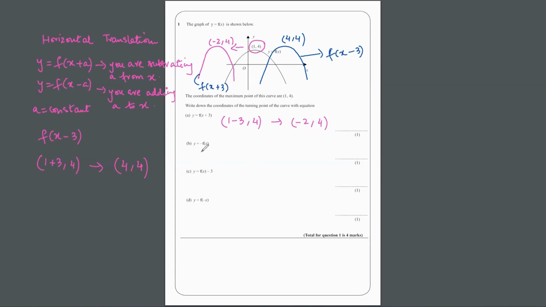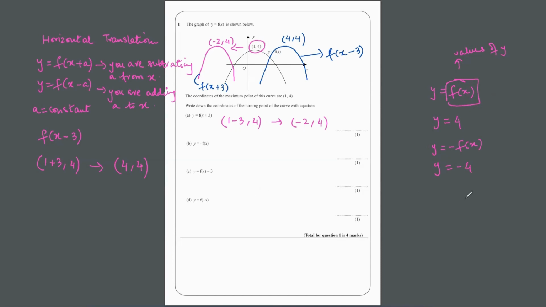Now, if you look at part B, it says y equals negative f of x. So when your y value is being negative, what I mean by that is, originally y equals f of x, right? So f of x basically represents the values of y. That means y equals 4. So if y equals negative f of x, y equals negative 4.